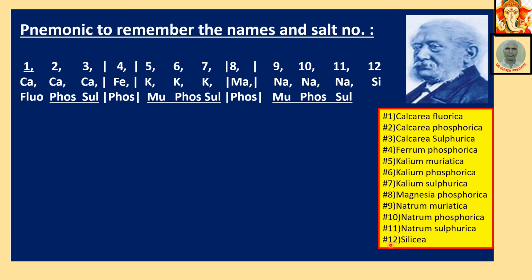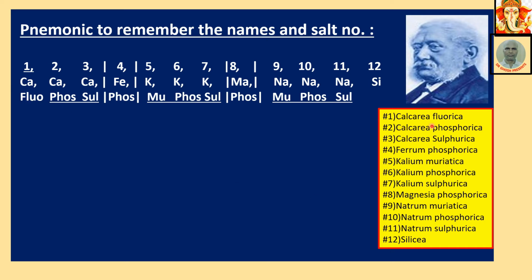First, all the 12 numbers I have written, 1 to 12. Then the first letters of each salt. See this: calcium, calcium, calcium, so K, K, K. Then ferrum, that is Fe. Then kalium, kalium, kalium, so K, K, K. Then magnesium, so Ma. Then sodium, sodium, sodium, so Na, Na, Na. Lastly, silicea, so Si or Sil. That I have written. Now, the lower line.